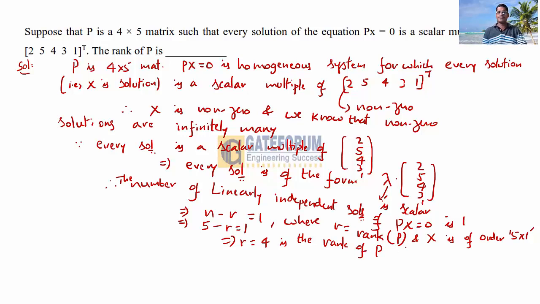Okay, so here x contains the number of unknowns. A five cross one matrix means 5 unknowns automatically. So the answer is 4. This is the end of the question.